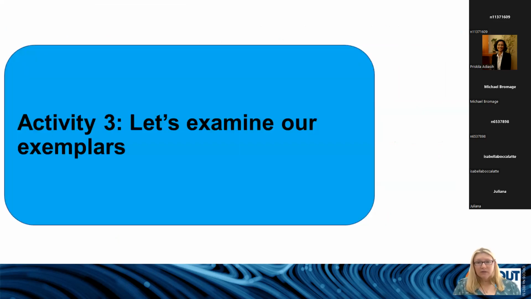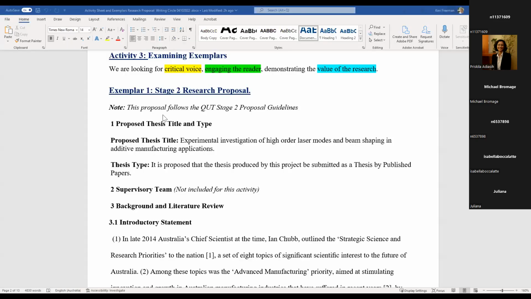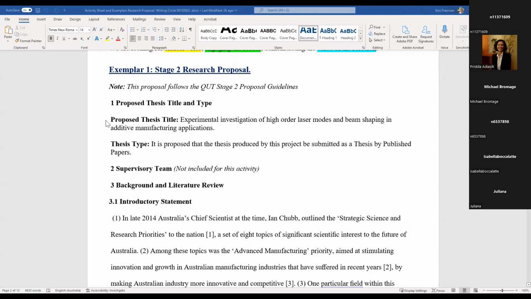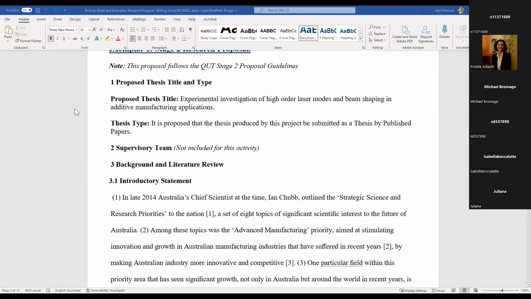All right, so we're doing really well for time. So what we're going to do is have a look at our first lot of exemplars, which we're going to go through together. Okay, so you can see now activity 3, examining exemplars. We're looking for critical voice, engaging the reader, and the value of the research. Remember, this is stage 2.